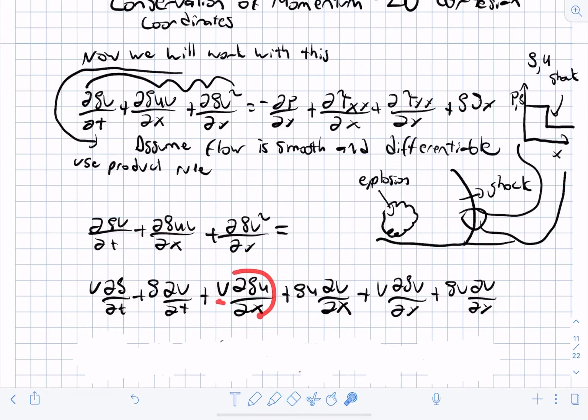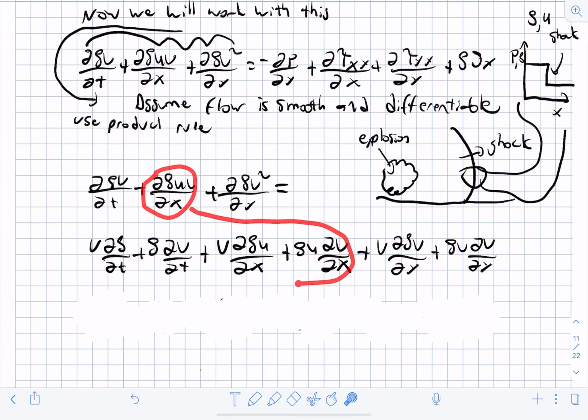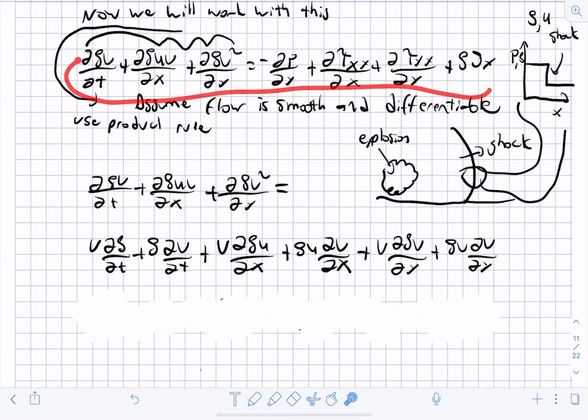So I have v times partial rho u partial x plus rho u times partial v partial x, and then the same thing for this term here. I do it on v and the remaining rho v. Okay, and I turn this derivative into this derivative. Again, I'm assuming that these are smooth, and I can actually go from here to here. If it's not smooth, I cannot do this step, and you need to work with the governing equations in this form right here.